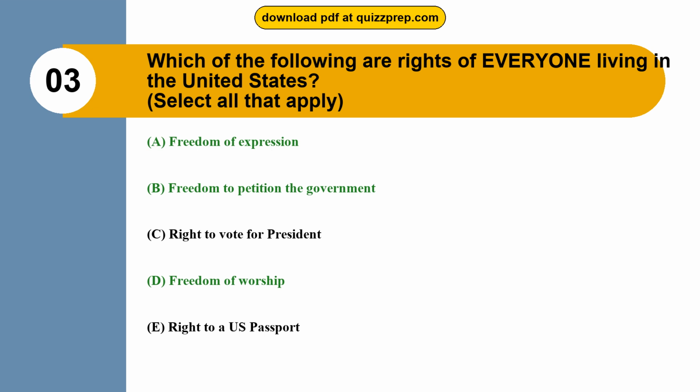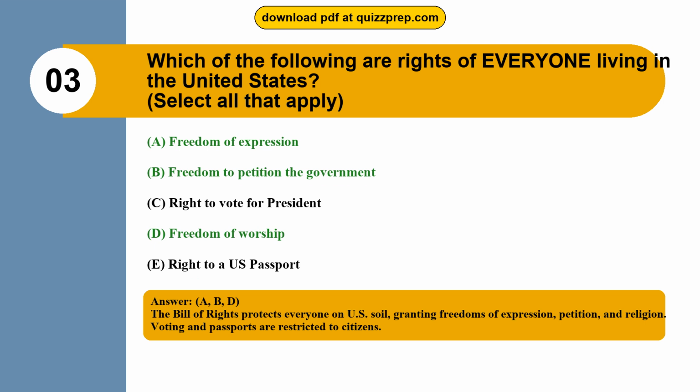Freedom of expression, freedom to petition the government, freedom of worship. The Bill of Rights protects everyone on U.S. soil, granting freedoms of expression, petition, and religion. Voting and passports are restricted to citizens.